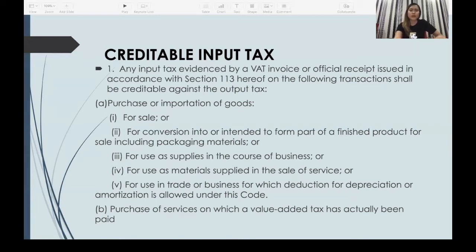For example, purchase or importation of goods. It must be for sale, not for personal use, for conversion into or intended to form part of a finished product, for sale including packaging materials, or for use as supplies in the course of business, not for household effects, for use as materials supplied in the sale of service, for use in trade or business for which deduction for depreciation or amortization is allowed under this code. So, yun yung under sa purchase or importation of goods. We also have purchase of services on which a value-added tax has actually been paid.